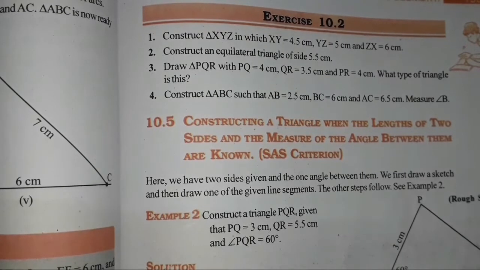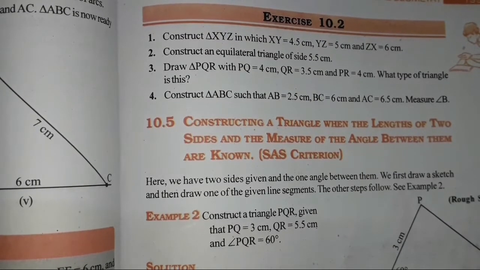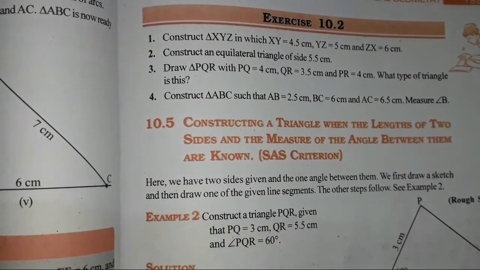Hello students, now we will start exercise 10.2. In that, the first question is: construct triangle XYZ in which XY is equal to 4.5 centimeter, YZ is equal to 5 centimeter and ZX is equal to 6 centimeter.